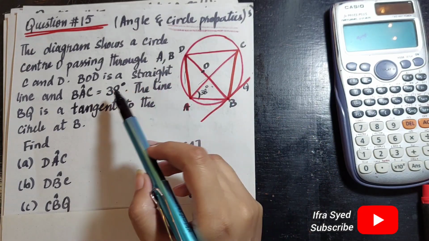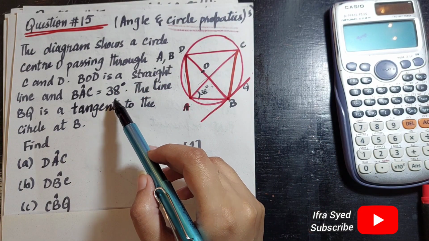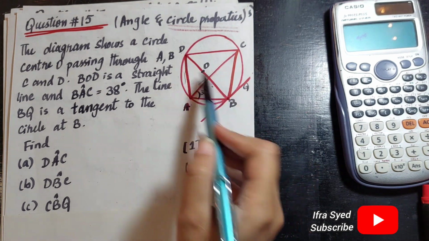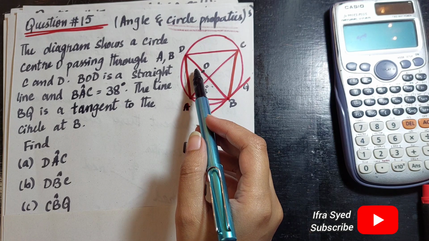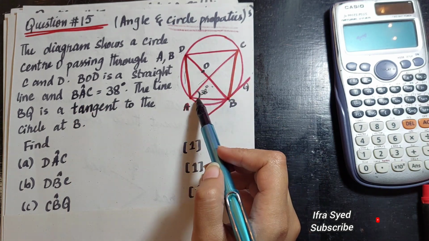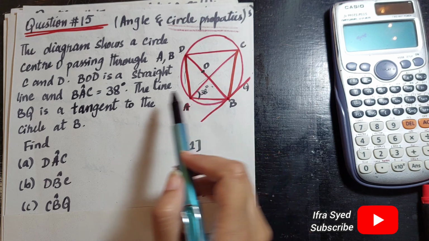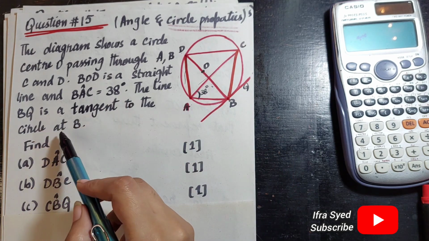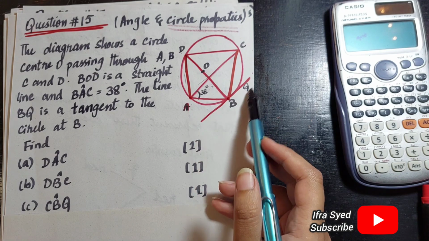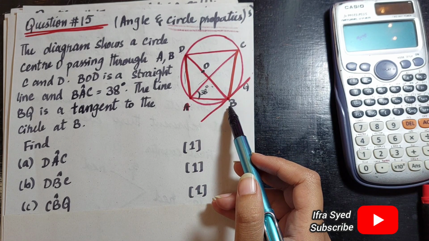BOD is a straight line, and BAC is equal to 38 degrees. It is given in the question that BOD is a straight line. They're talking about this line. BOD is a straight line, and this BAC is equal to 38 degrees. The line PQ is tangent to the circle at P. They are saying that this line is tangent to the curve at point B.